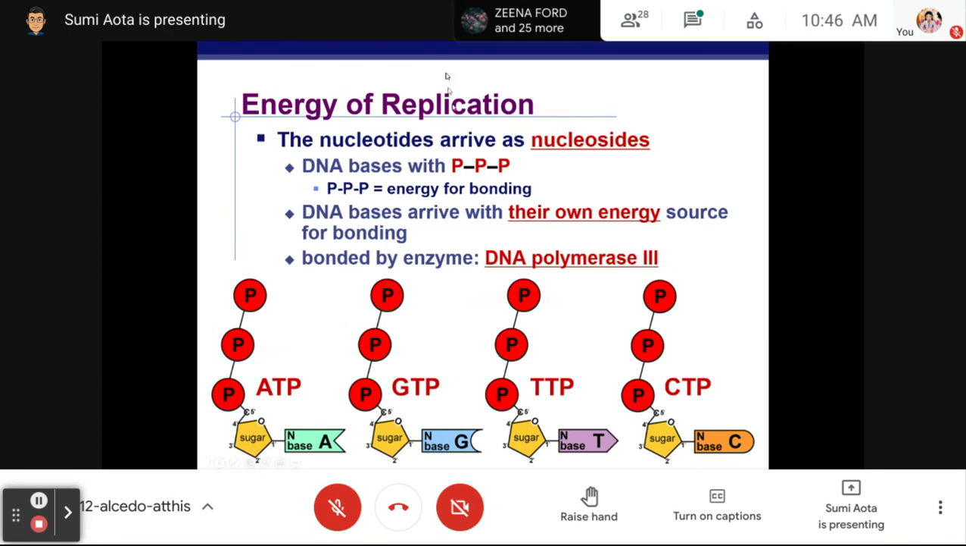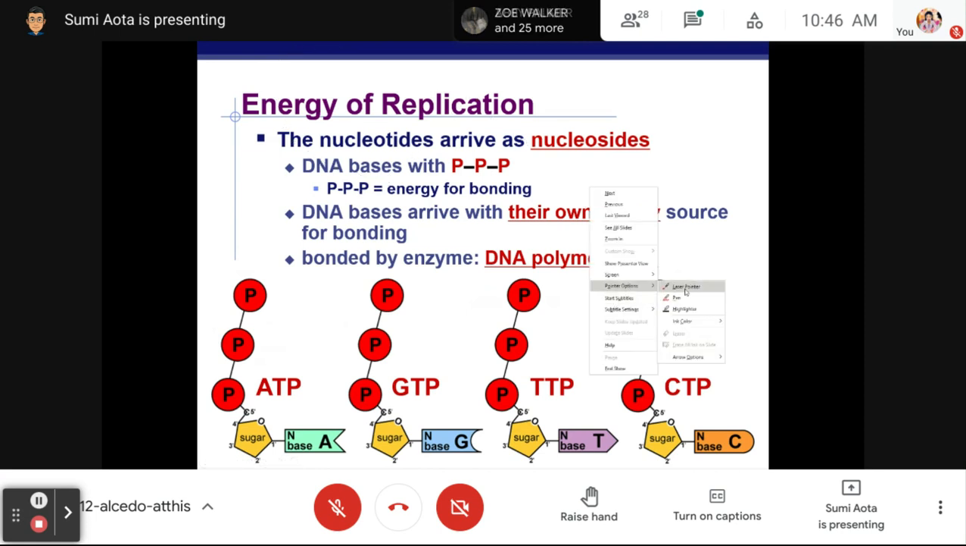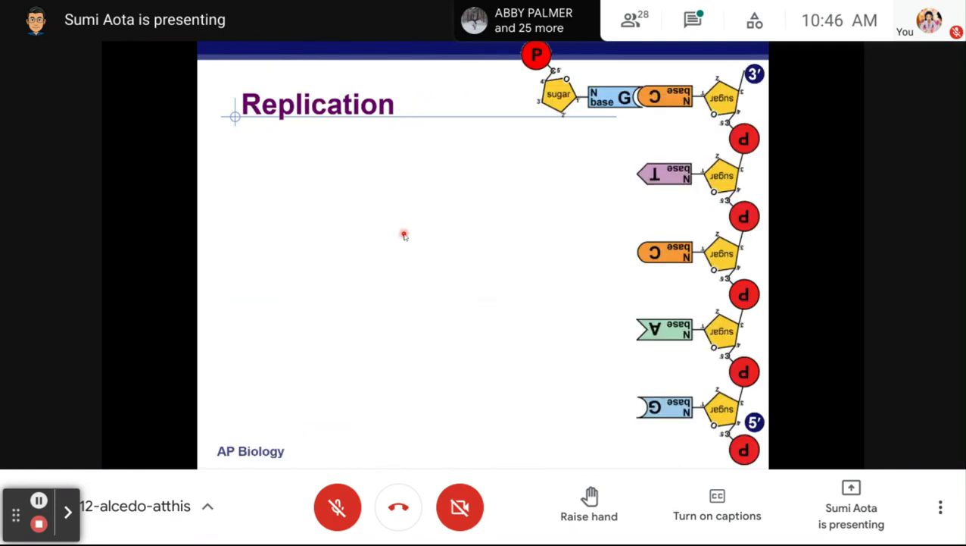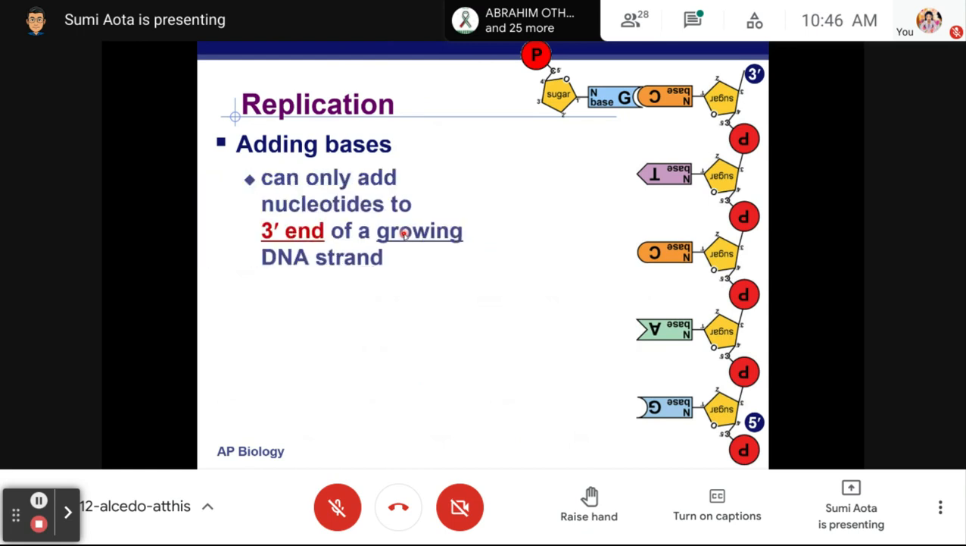Okay, now so how do we actually add bases? Okay, this is key. You can only add a nucleotide to the 3 end of a growing strand. Okay? So, since this is already labeled 5 over here and 3 up here, this end has to be a 5 and down here has to be a 3.